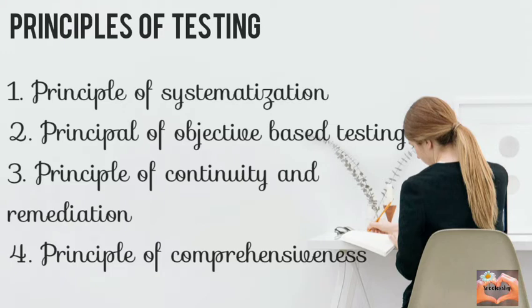And next is principle number 4, that is comprehensiveness. Evaluation should be comprehensive, taking into account the total personality development of the pupils. The growth of the students in both scholastic and non scholastic areas should be assessed continuously. The total experience of the student in the school environment, which includes physical, intellectual, emotional, and social growth, is covered in comprehensive assessment.